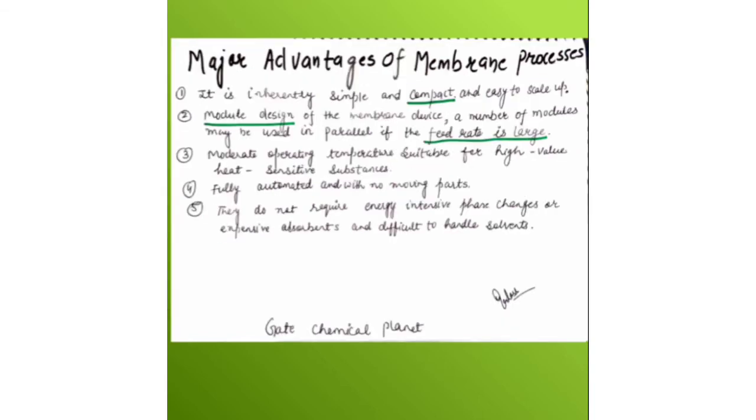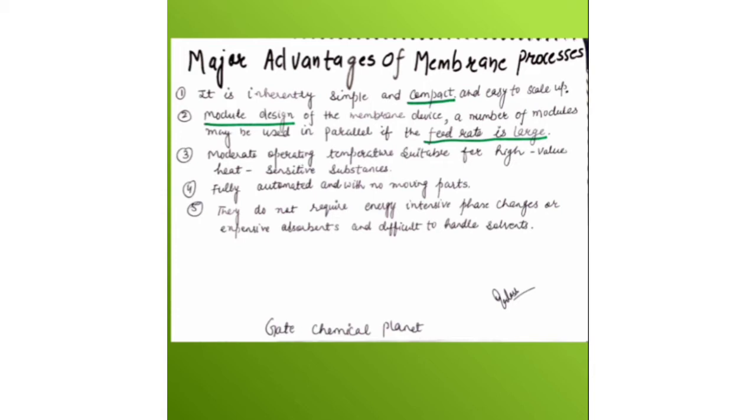Now move on to the major advantages of membrane processes. What are the major advantages of a membrane? It is inherently simple in design, compact and easy to scale up. The second thing which is very advantageous is the module design of the membrane device. A number of modules may be used in parallel if the feed rate is large. So this is the advantage of membrane.